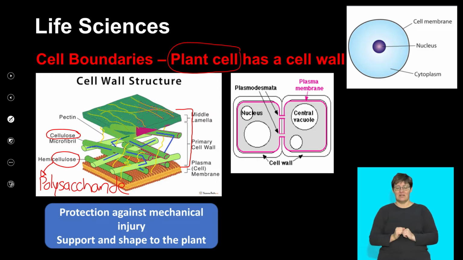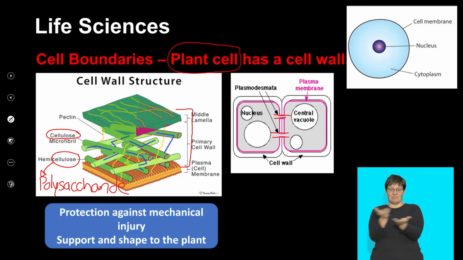Plants, the cell wall also needs to have spaces in which they can communicate, and they do so via these little holes or passageways called the plasmodesmata.